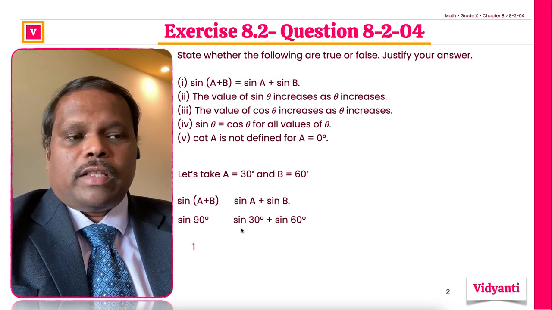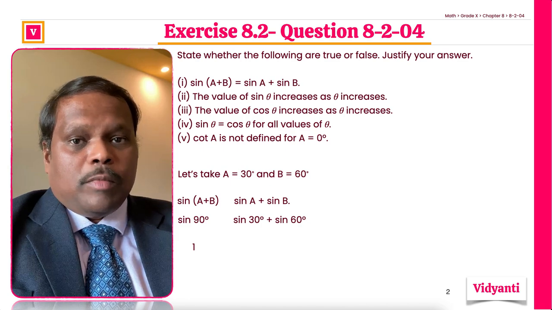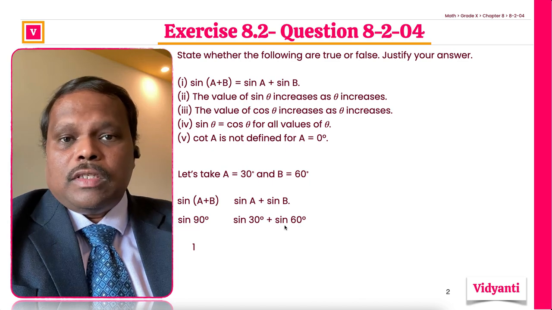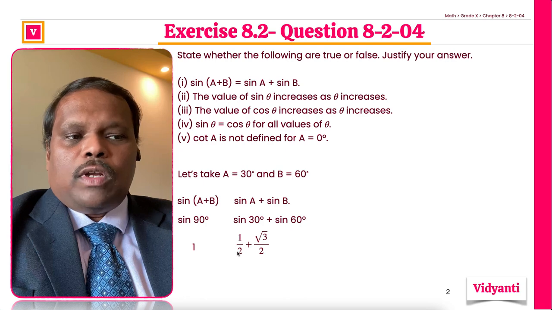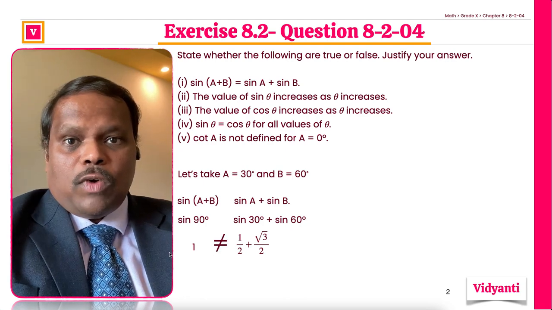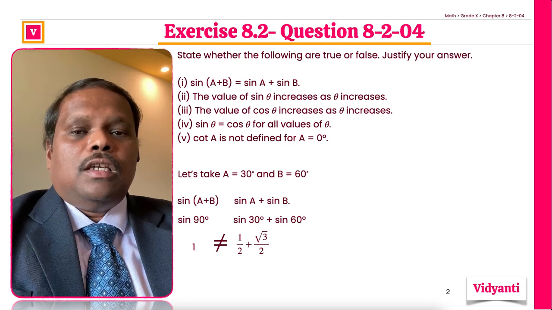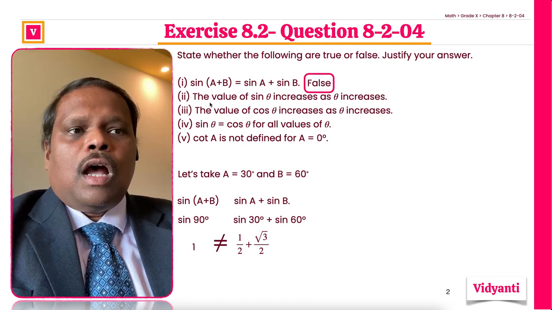Let's cross-check, verify that. Sine of 90 from standard trigonometric ratio tables is 1. Sine of 30 is half. Sine of 60 degrees is root 3 by 2. Root 3 by 2 plus 1 half is not equal to 1. So we can say that this relation is not true. The first one will be false. How about the second one?